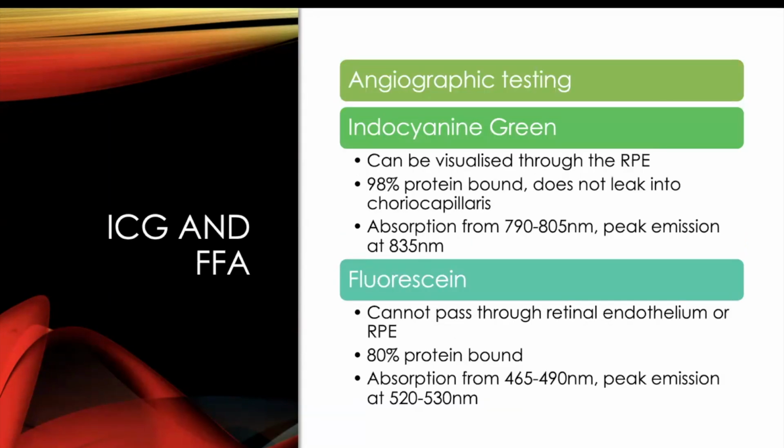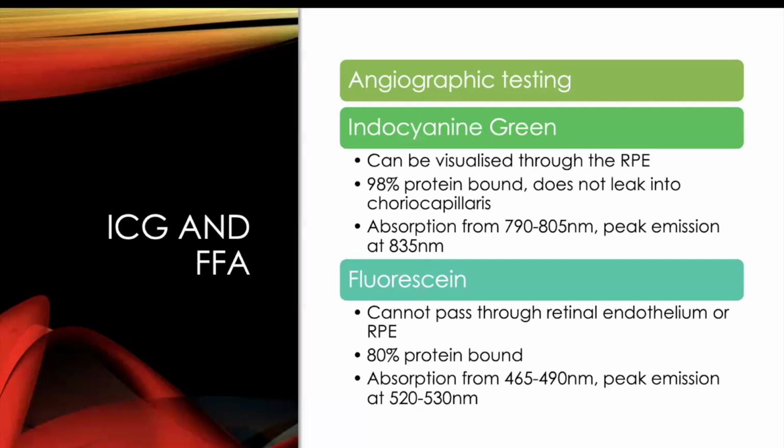So both ICG and FFAs are essentially angiographic tests. They're looking at the blood vessels around the eye, and they're looking at essentially the choroid and your retina. So indocyanine green is something that can actually be visualized through the retinal pigment epithelium, whereas your fluorescein can't. So with ICG, it's 98% protein bound. It doesn't leak into your choriocapillaris, and that all means that you can visualize the choroidal vasculature quite well.